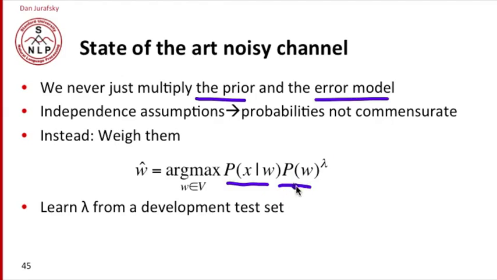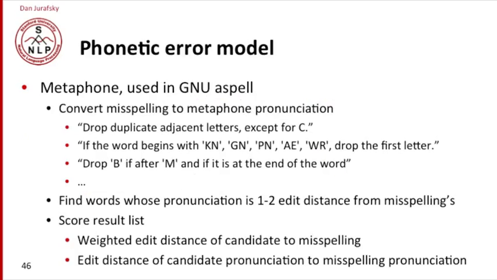So we weight them by raising one of them to a power, lambda, and we learn this lambda from some development test set. We pick whatever lambda to raise the language model probability to, such that the product is more likely to pick out just those errors that really are errors. And we use this weighting of the noisy channel model in almost any application that we see of the noisy channel model. Something else that's used in state-of-the-art systems is to use not just the spelling but the pronunciation of the word to help us find errors.